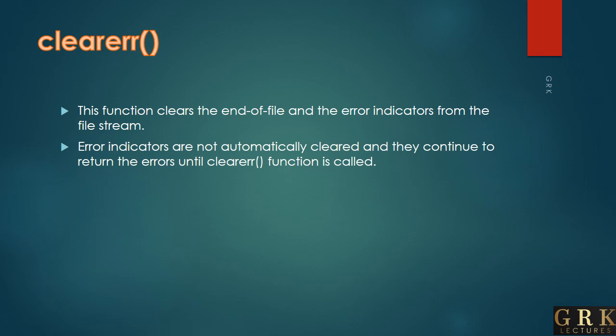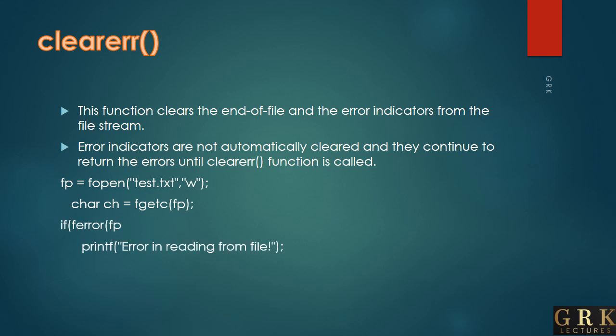So for this purpose we use feof, and next the clearerr function. This clearerr function is used to clear the error which has occurred earlier. If it is not cleared, then we get the same errors when we execute the program. So let us see that with an example. Here I am opening one file test.txt in the write mode, but I am trying to read one character from that file. It is not possible, so definitely we get the error. So when I use ferror, that will be true, and the error will be like error in reading the file, because a file opened in the write mode cannot be read.